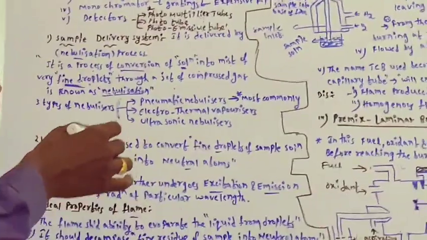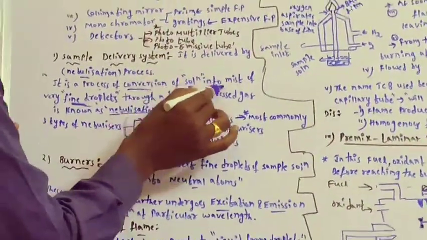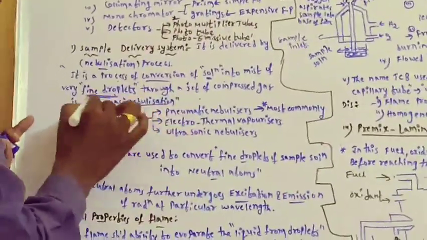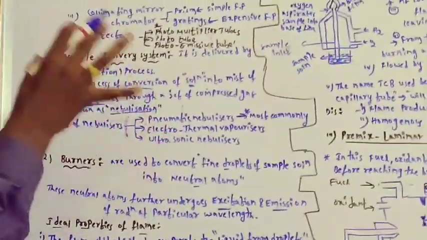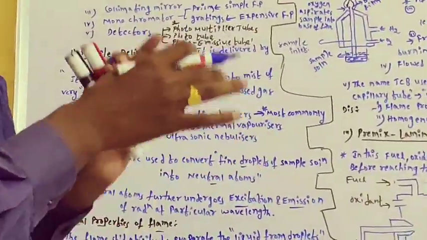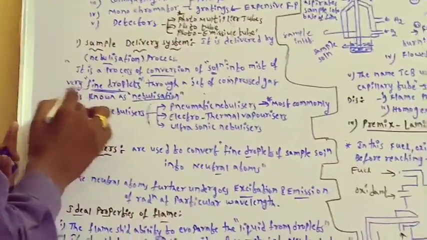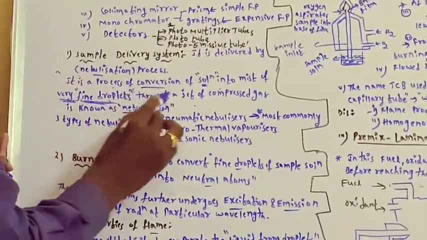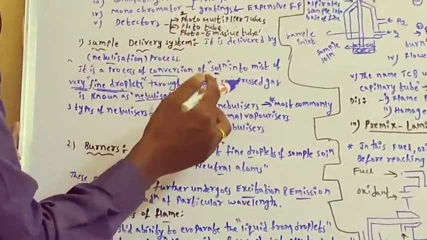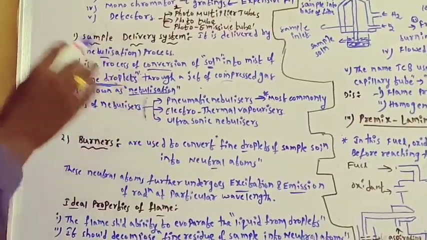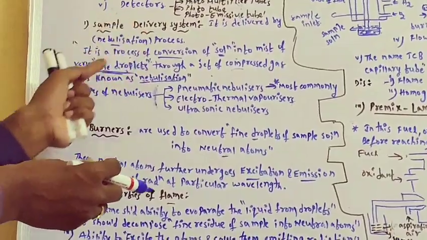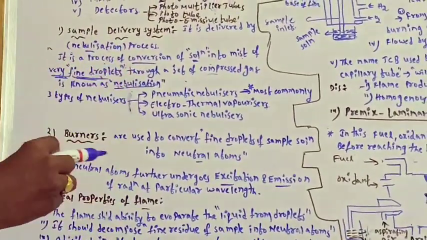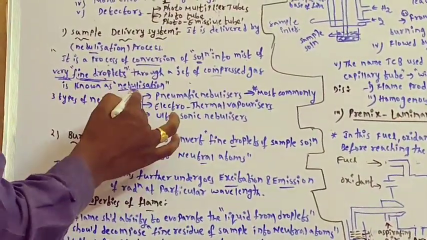In simple terms, just remember that the solution is converted into fine droplets. That is the thing we discussed in the principle. The solution is converted into very fine droplets through a jet of compressed gas, and that process is known as nebulization. In the sample delivery system, the solution is converted into fine droplet form.